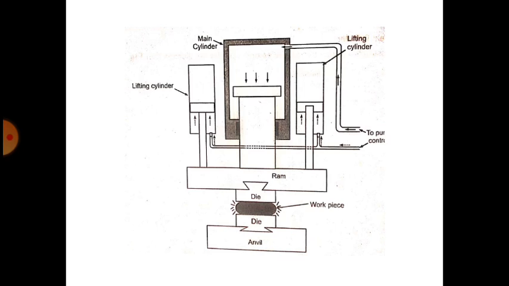To lift the heavy job we are going to use two more actuators to lift the ram. This process you can see in forging shops.